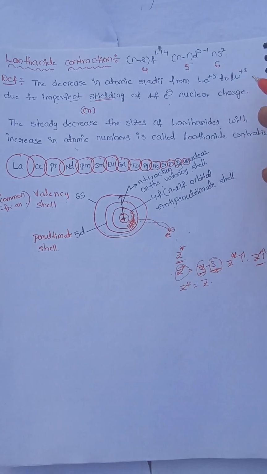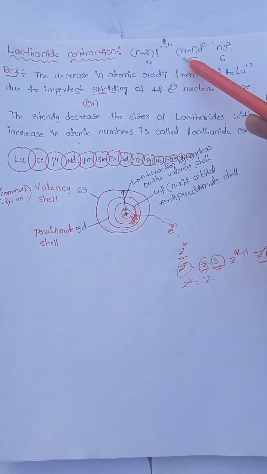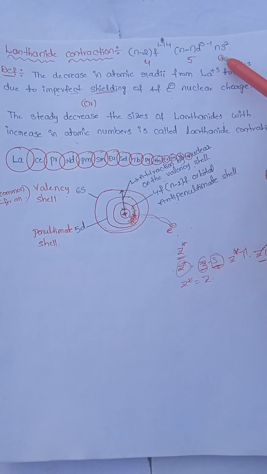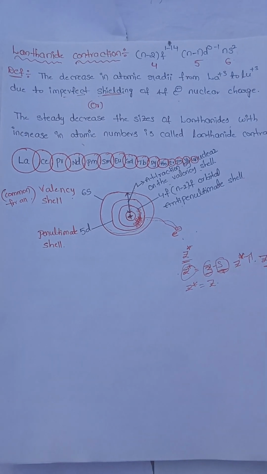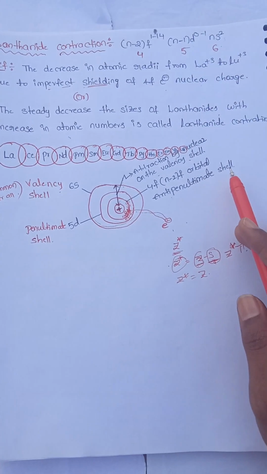So this is a general configuration: (n-2)f1 to 14, (n-1)d0 to 1, ns2. So this is the most important topic for BSc and MSc students.